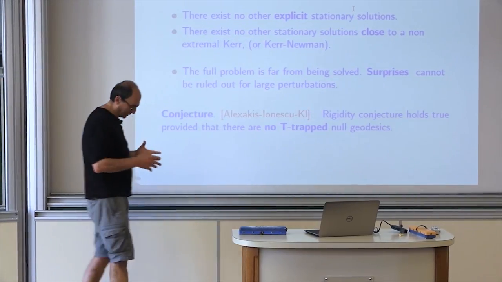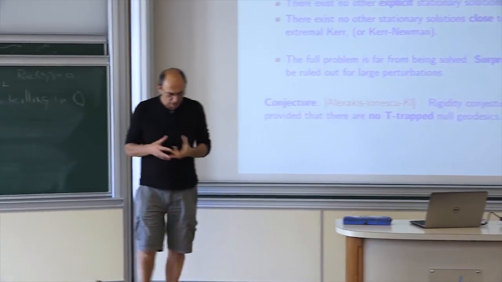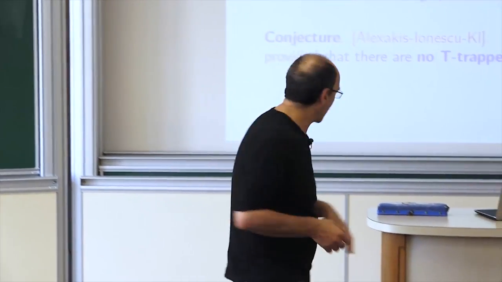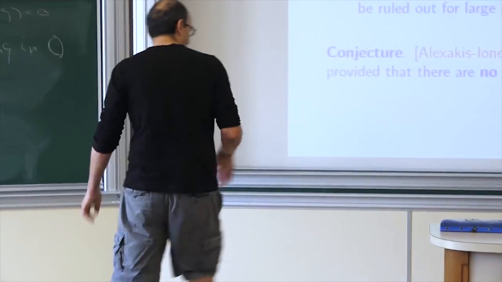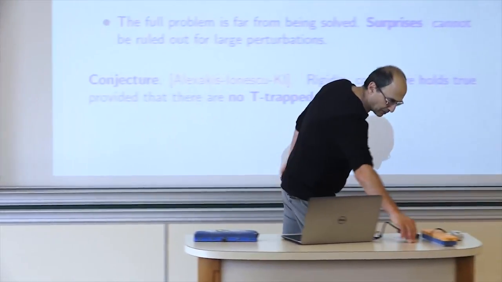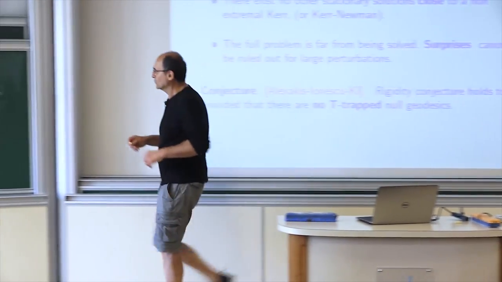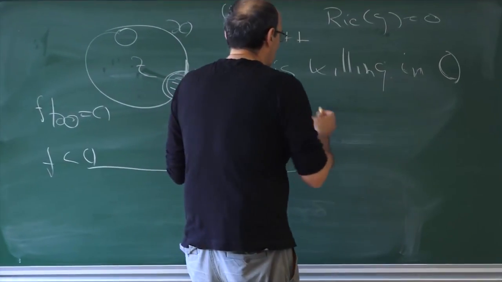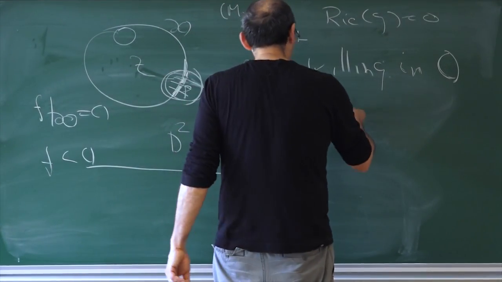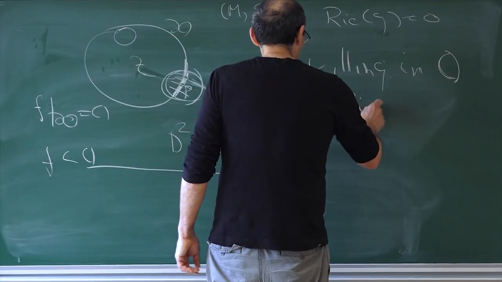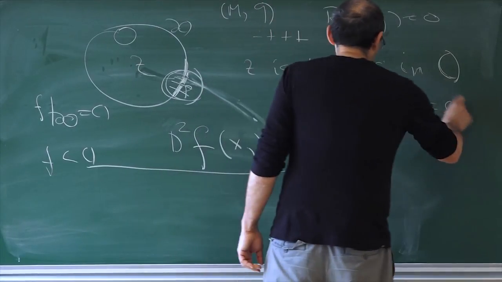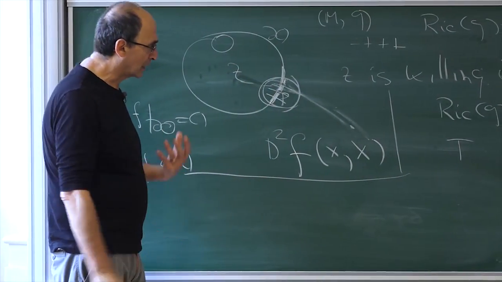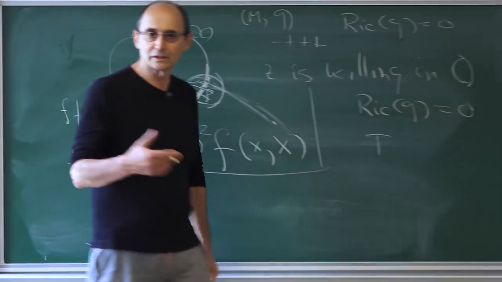So this says that if I have a stationary solution which is sufficiently close to Kerr, then I'm in Kerr. Probably I will not be able to say much more about the problem, so maybe I should mention at least that much. All right, so how do you say that you are close to Kerr? I have a stationary solution, so I have a solution of the Einstein equation. I have a Killing vector field T, which is time-like outside the ergo region, right? So this is at infinity.